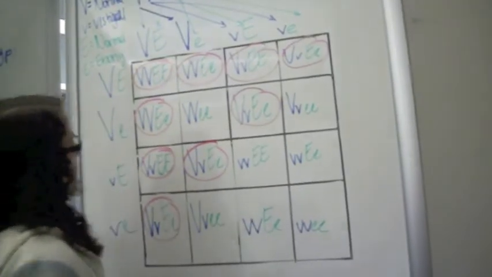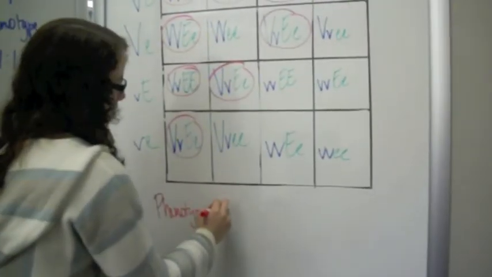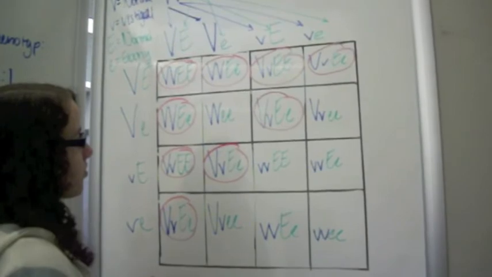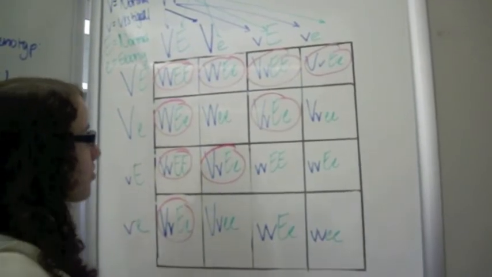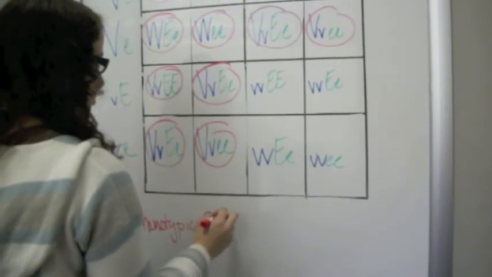So we have 9 normal. That's going to be the start of your phenotypic ratio. Okay, next you can go through and pick out those that are normal and ebony. There'll be a capital V and 2 lowercase e's. So we have 3 of those.